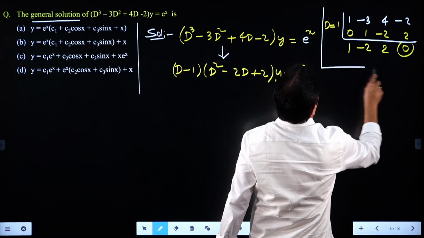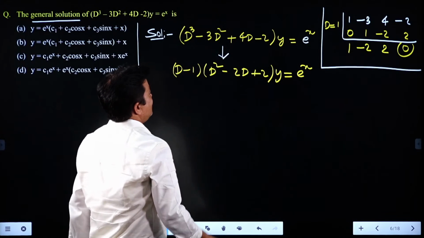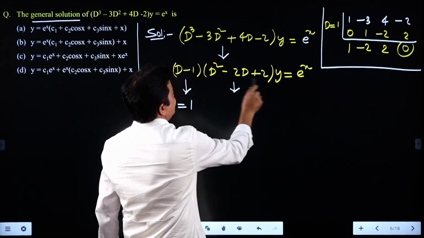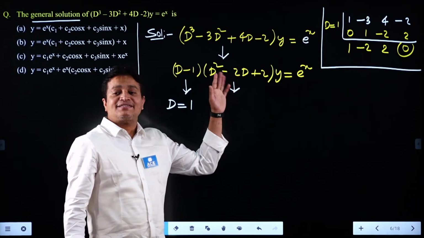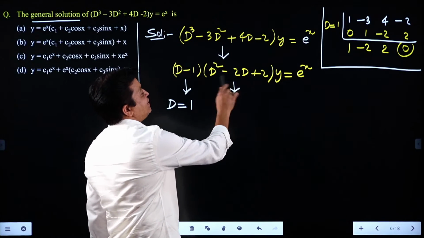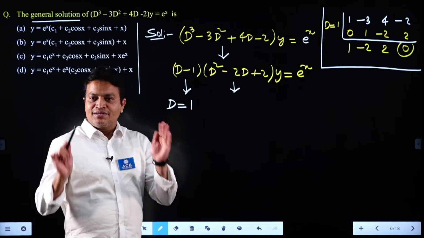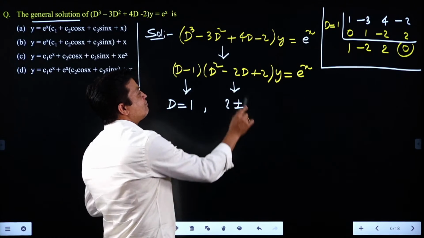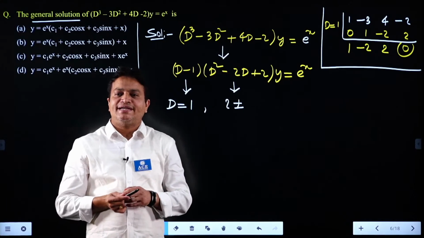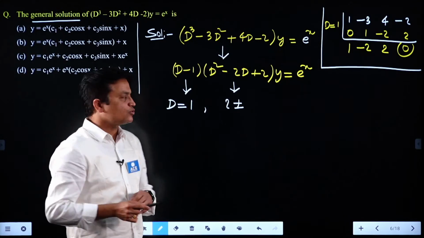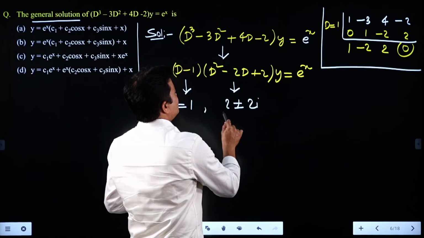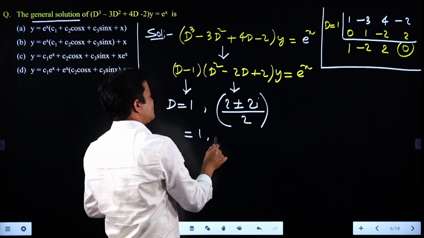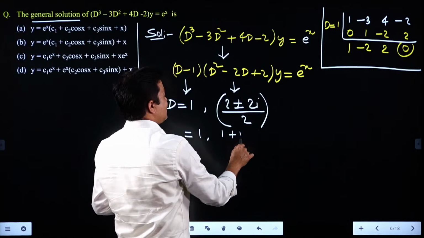This is some rough work. Now with this we get d equal to 1 as a root. What about the other factors and roots? It is of the form ax square plus bx plus c, right? Apply the roots finding formula: minus b plus or minus root of b square minus 4ac, by 2a. That gives 4 minus 8, minus 4 under the root, which means 2i, by 2a, where a is 1. That means you have roots 2 by 2, 1, and 2i by 2, i.